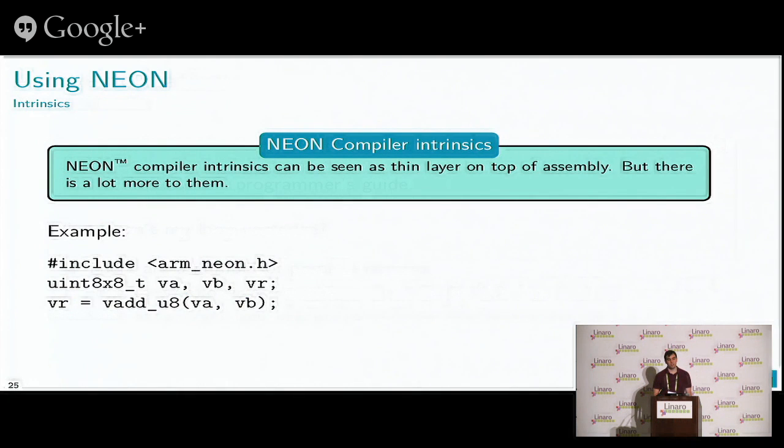The next way you can use Neon is compiler intrinsics. As a very, very short definition, let's say compiler intrinsics can be seen as a thin layer on top of assembly, but there's a lot more to them. I've included a short example. Basically, you include a special header, arm_neon.h. It gives you a few types, like the uint8x8_t type. This is basically representing a vector of 8 values of 8 bits. And I've included a sample operation underneath. This is an addition, where you're adding 2 vectors containing 8 values of 8 bits and storing the result in a similar vector.